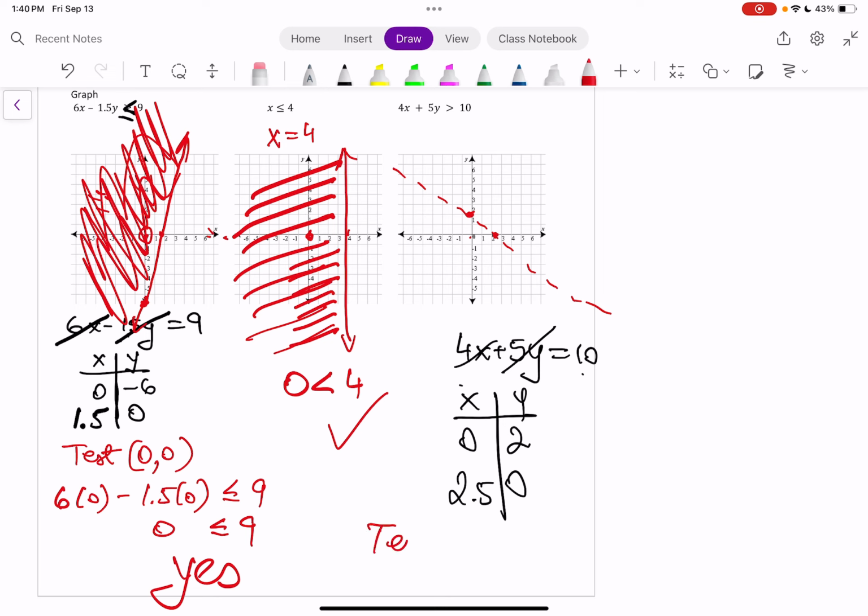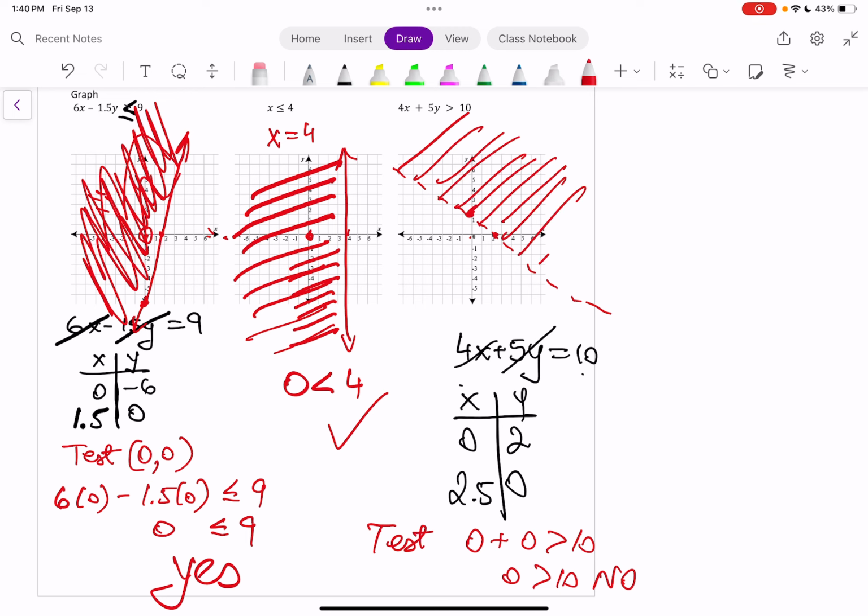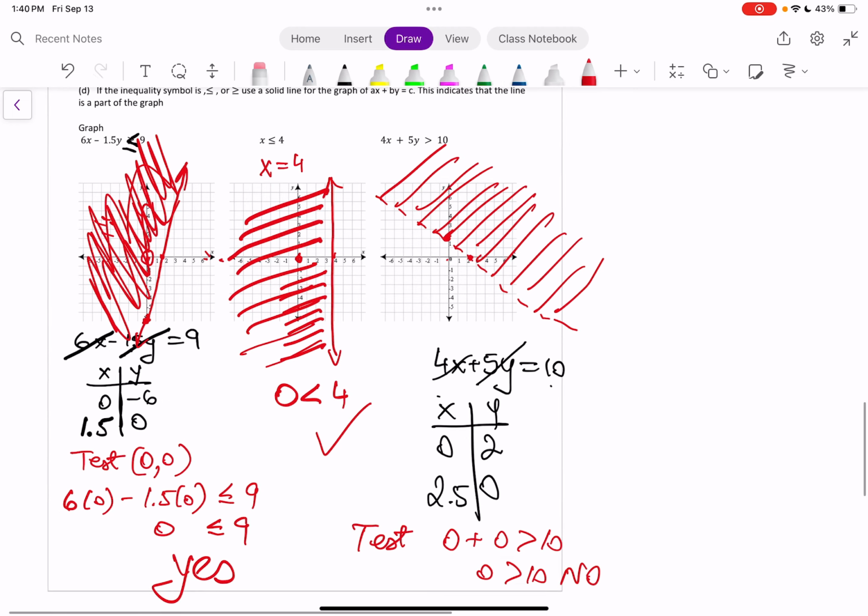And now we want to test again the origin. So it's 4 times 0, which is 0, plus 5 times 0, which is 0, more than 10. No, 0 is not more than 10. Therefore, the side that does not have 0 is the answer, because 0, 0 is not in the answer. Okay, there it is.